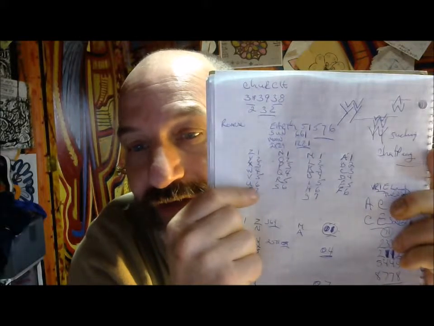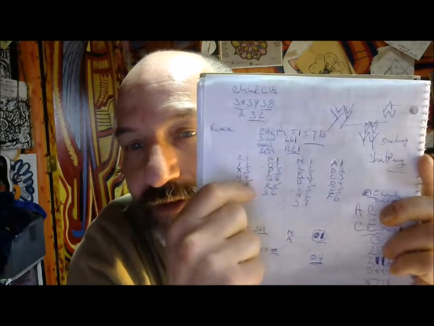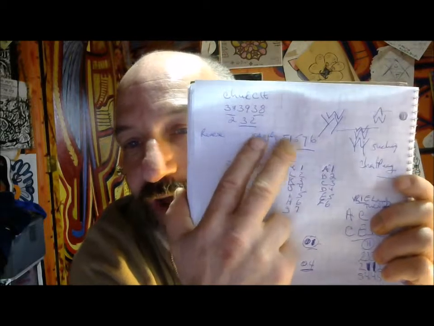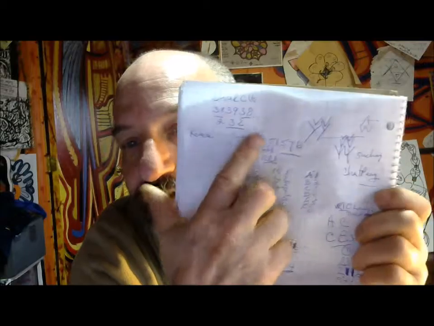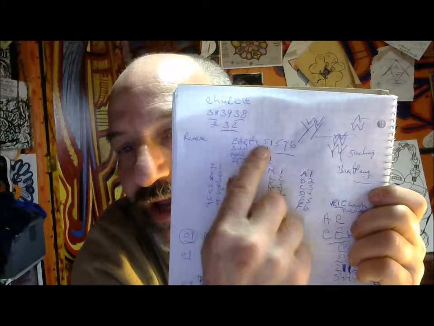1, 2, 3, 4, 5, 6, 7, 6, 5, 4, 3, 2, 1, 1, 2, 3, 4, 5, 6, 7, 6, 5, 4, 3, 2, 1, backwards. So when we spell Earth backwards, it becomes 51576. The spirit of 76 is 1/4 of time Mars, because this represents 15 1/4 and Mars.